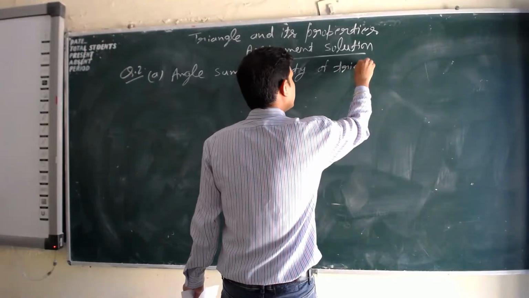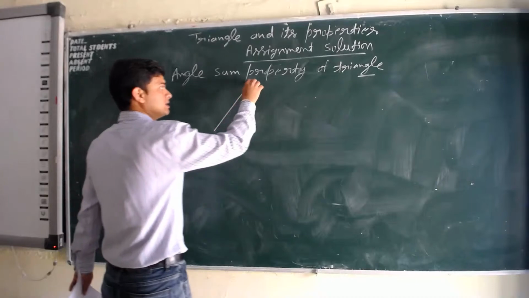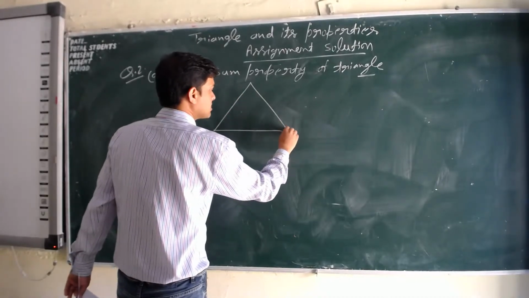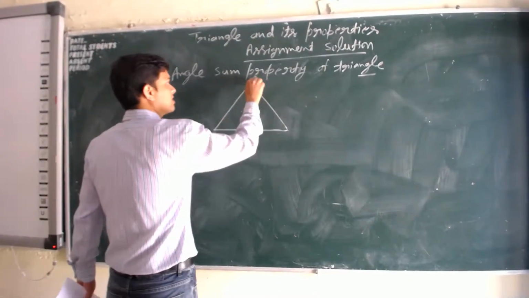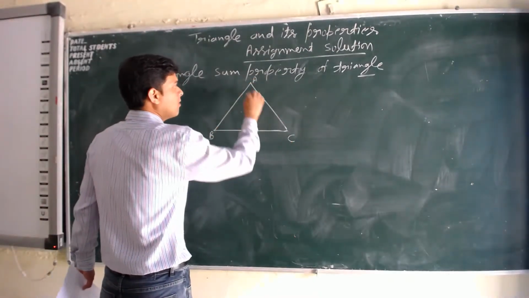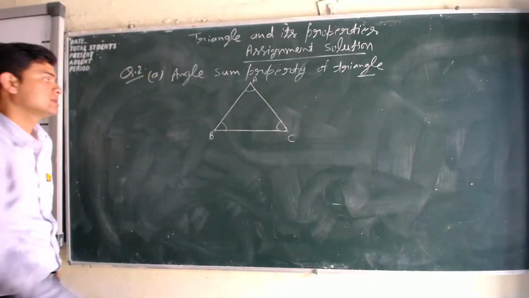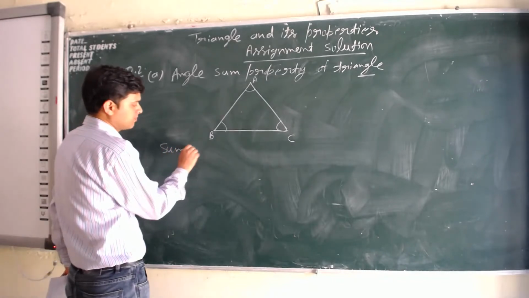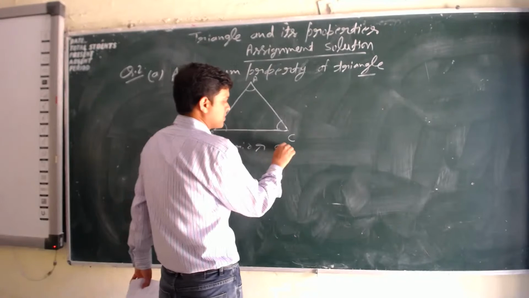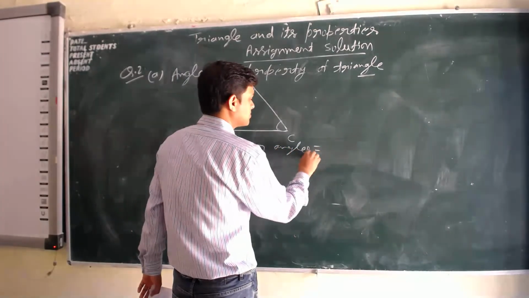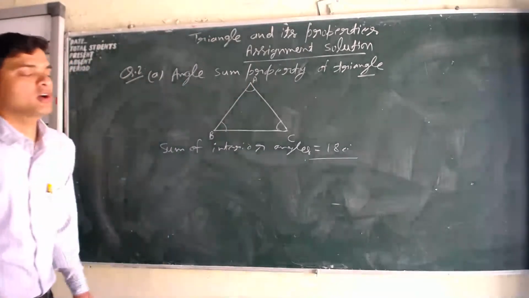Okay, you know that angle sum property of triangle is completely about the interior angles of the triangle. If we have a triangle, then the sum of all interior angles is equal to 180 degree. It is the angle sum property of triangle.